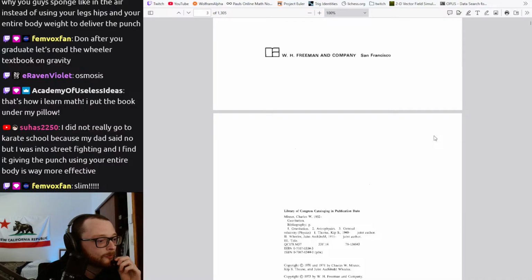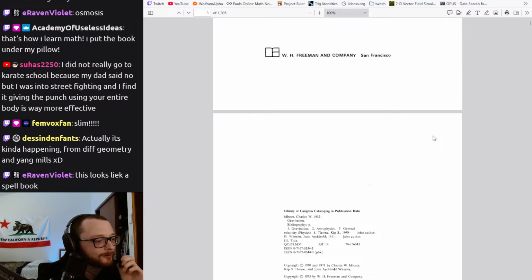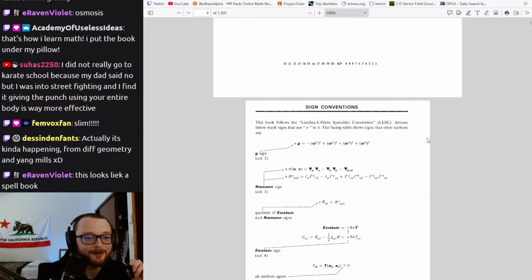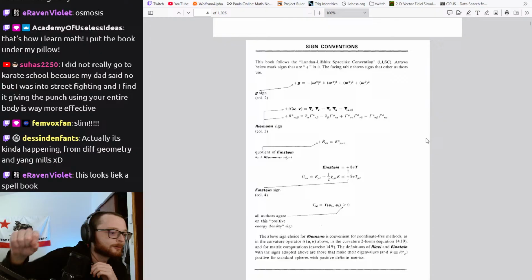Why do you guys swing in the air instead of using your legs, hips, and your entire body weight to deliver the punch? Did not really go to karate school because my dad said no. In a street fight, you find giving the punch using your entire body. Do we only use our arms? I've never had that impression. What you're saying I thought was the proper way. Like you should put your shoulder into it.